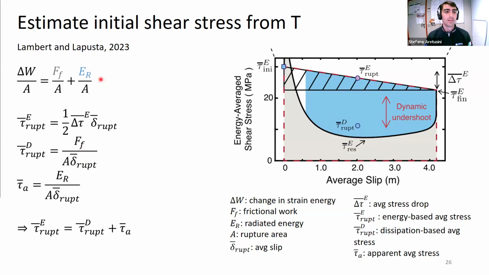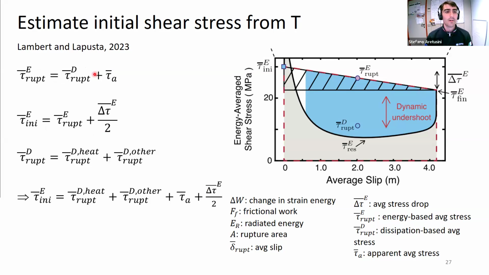And we can convert the radiated energy to the apparent stress by dividing the radiated energy by the area and the average slip. So we basically end up with this, going from the energy balance to the balance of shear stresses during seismic slip. So the frictional work is this gray shaded area, and the radiated energy is this blue area, whereas this hashed area is the change in strain energy.